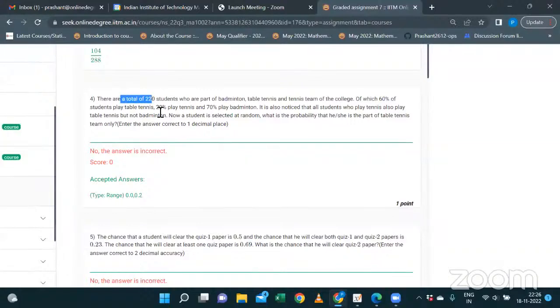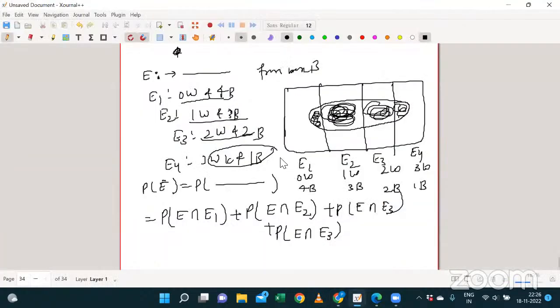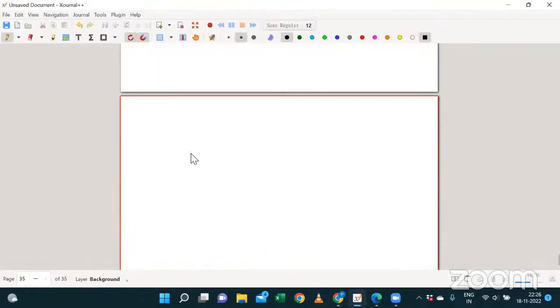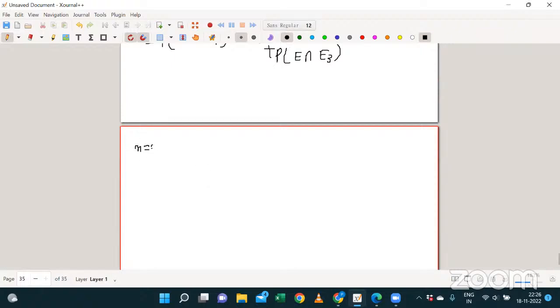Okay, I'm going to give you. There are a total of 220 students who are part of the badminton, table tennis, and tennis games. It says that 60% of the students play table tennis. Okay, let me draw the Venn diagram. Suppose there are a total of 220 students, correct? So suppose this is your whole sample space.